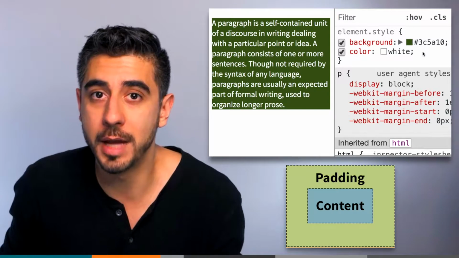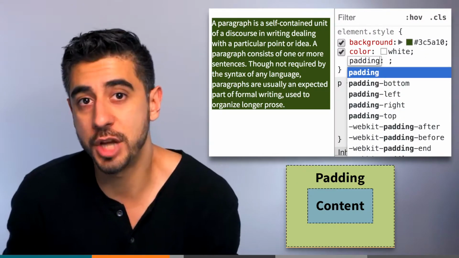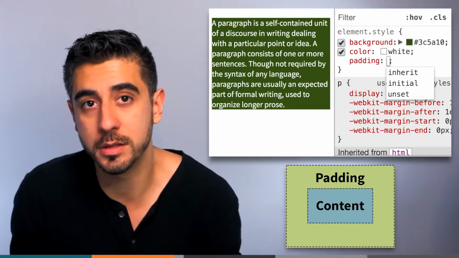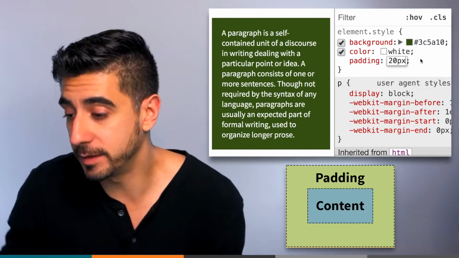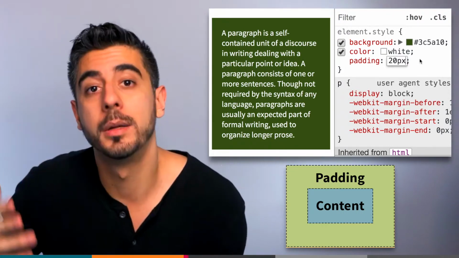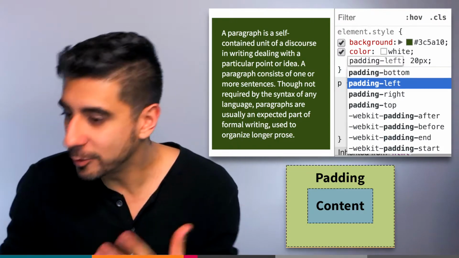So how do you add padding? Simple. Using the padding property. To change the padding of all sides all at once, you can just say padding: 20 pixels, or more specifically, you can say padding-top, padding-right, padding-bottom, and padding-left. So we got a little room to breathe.